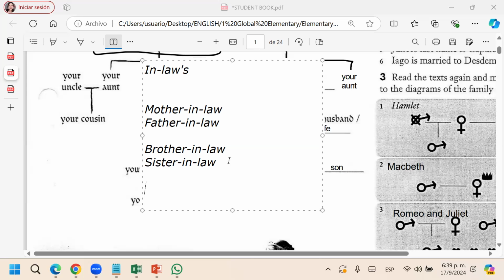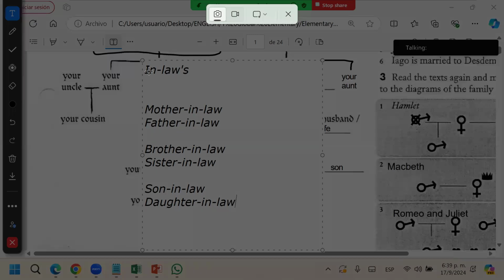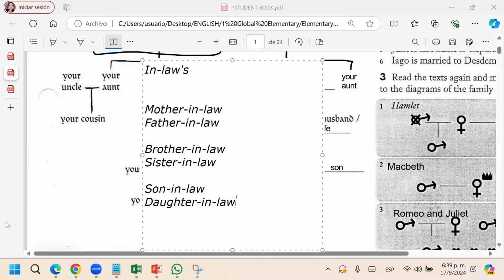No, it's easy. It's son, my son's wife. Son-in-law, daughter-in-law. Like this. If you have children and your children are married, this is the son-in-law, the daughter-in-law. We call them the in-laws. Is the family of your husband, of your wife.